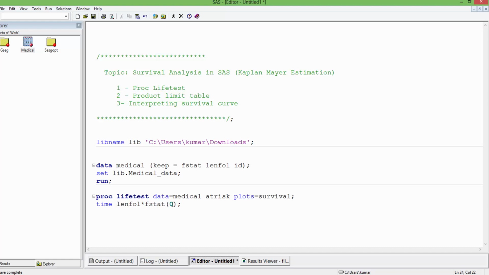What is the event in this case? It's death. If f-stat is 1, then the patient has died within the study period. If the status is 0, it hasn't died, or it's a censor case. We have no clue what is happening with that patient after the study period. And then run. Let us run this.